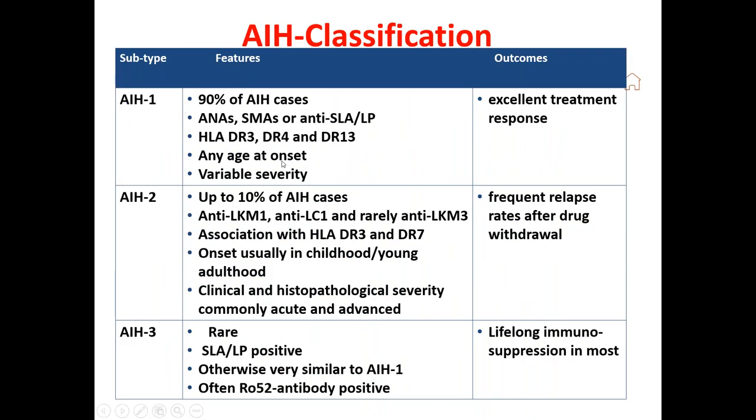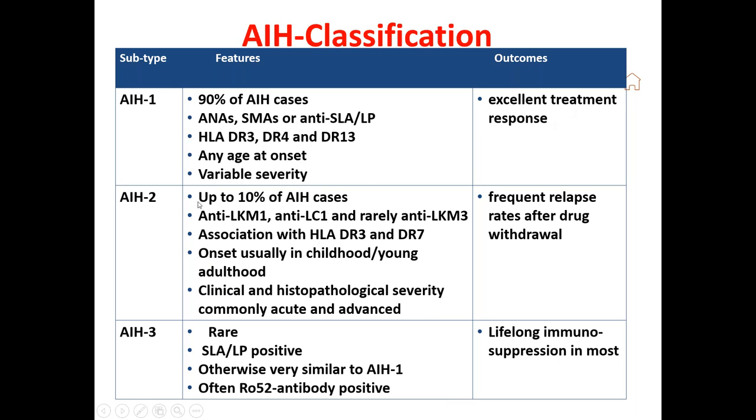Now, how do you classify it? Autoimmune hepatitis is classified into three types: type 1, 2, and 3. Type 1 is the most common type, accounting for 90% of cases. Classically, here the antinuclear antibody, anti-smooth muscle antibody, or anti-soluble liver antigen or liver pancreas antibody is present. It is largely associated with HLA DR3, DR4, and DR13. It may occur at any age, but is usually seen in the puberty age group. Severity of disease is variable. The most important feature is that it has a very good treatment response.